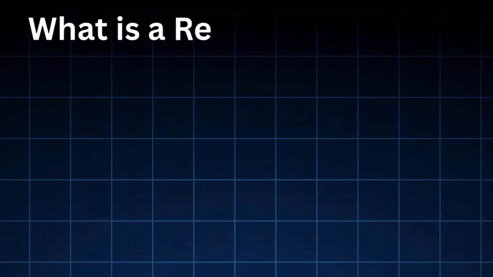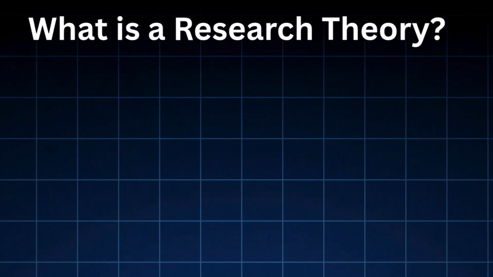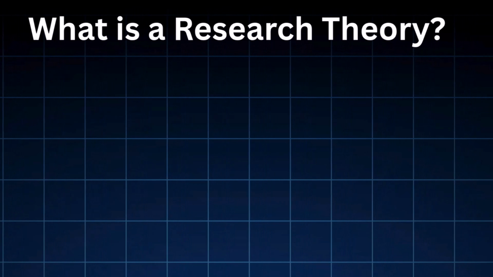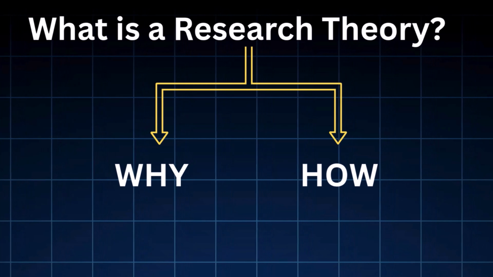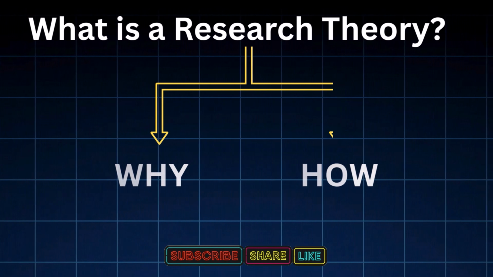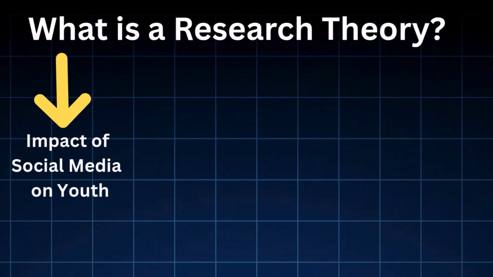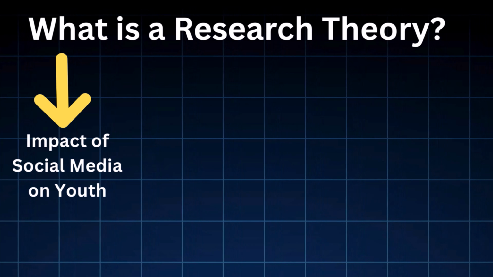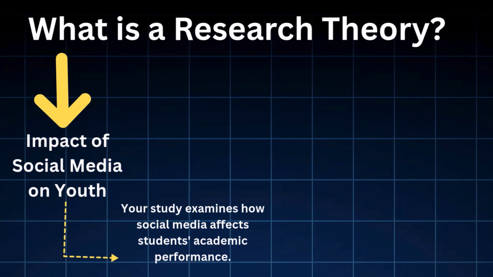So first, what is a research theory? Before searching for a theory, let's understand what a theory actually is. A research theory is a set of ideas that explains why or how a relationship exists between variables. For example, suppose your research topic is impact of social media on youth. Your study examines how social media affects students' academic performance.